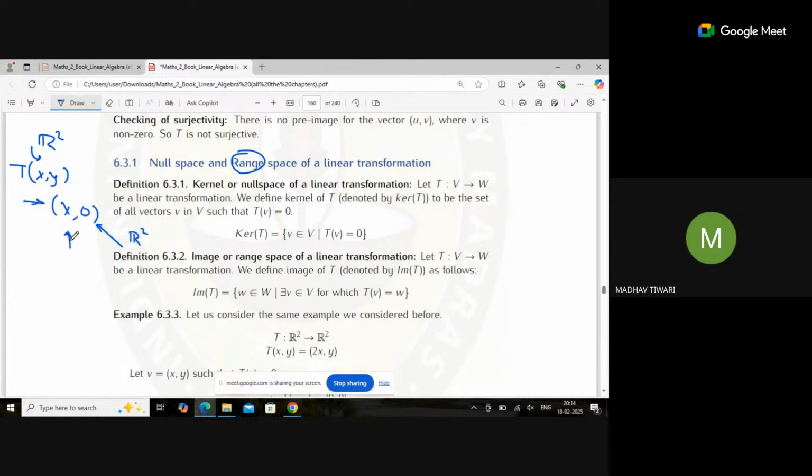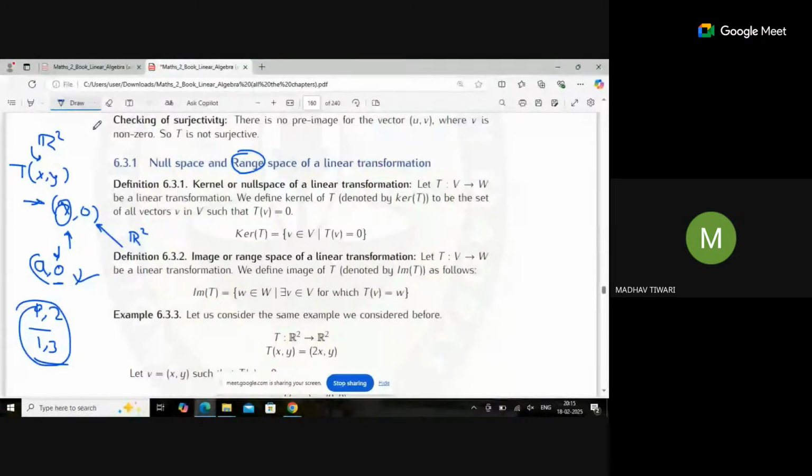It is stating that x can take any real value. So the range space here consists of all the points of the form (a, 0). What about the points where the y coordinate is not 0, suppose (1, 2) and (1, 3)? There are several points lying outside the range space. They are inside the codomain but not inside the range space.